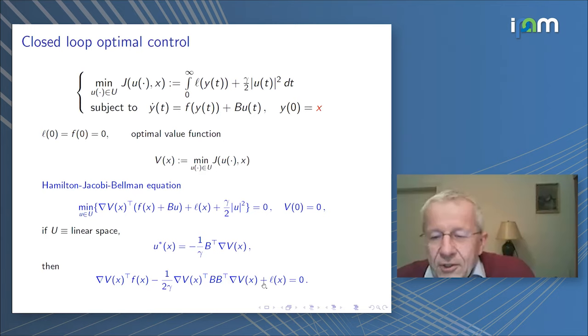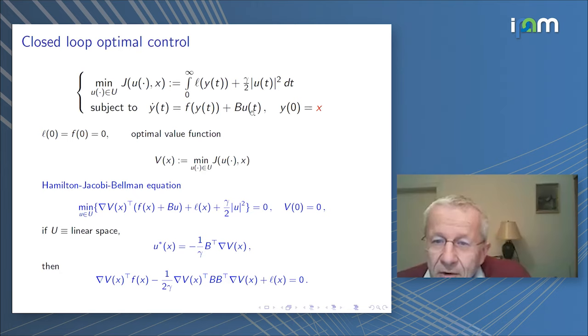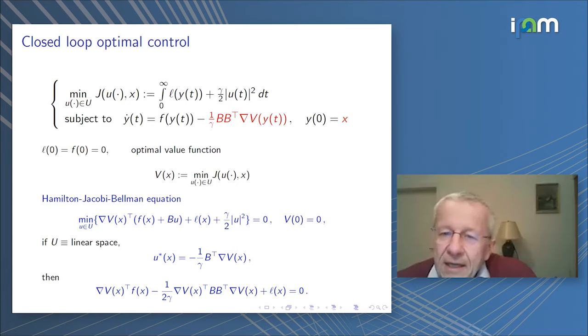And implicitly, I assume, in fact, that the value function is C1, which can be proved in quite a few situations, at least locally. But not only in the case without constraints, but also in the case with control constraints. State constraints is a totally different story, as we have heard yesterday. Once we have U as a function of the gradient of V, we can close the loop. Now I close the loop, with this red term here.